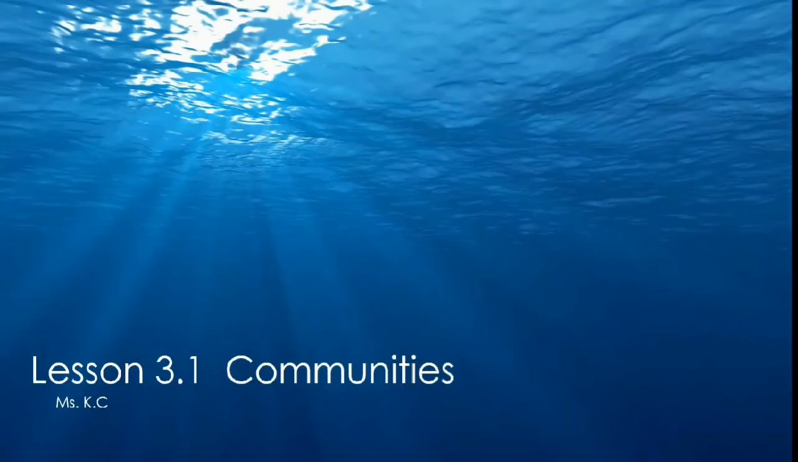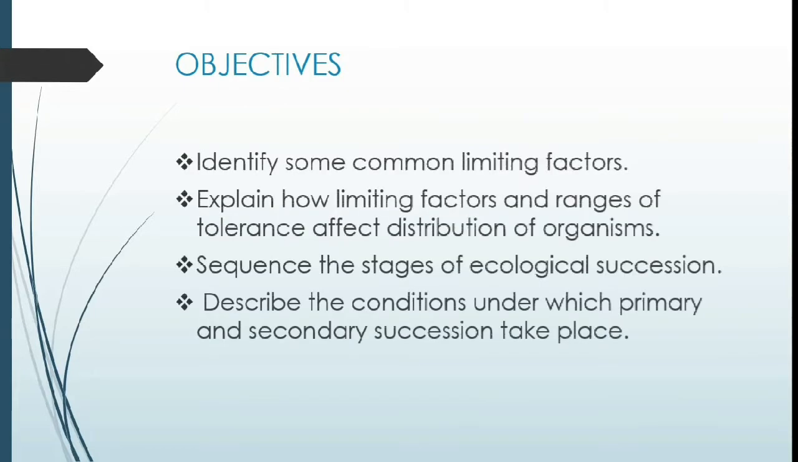Lesson 3.1 Communities. Objectives. First, identify some common limiting factors. Second, explain how limiting factors and range of tolerance affect distribution of organisms. Third, sequence the stages of ecological succession. Fourth, describe the conditions under which primary and secondary succession take place.